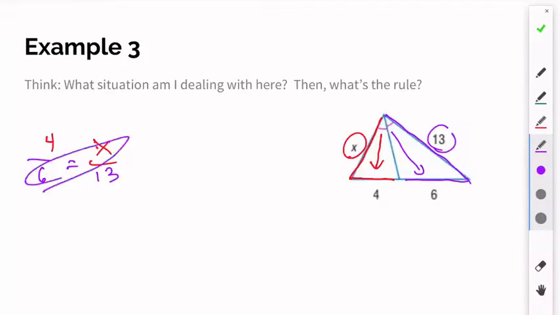It's easy. We cross multiply and we're done. So we get 6x equals 13 times 4. Again, this is just using the angle bisector theorem that we just learned about. I'll let you guys finish that one.